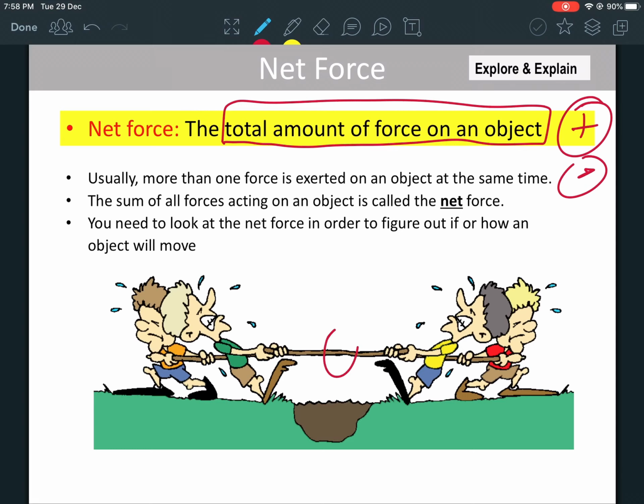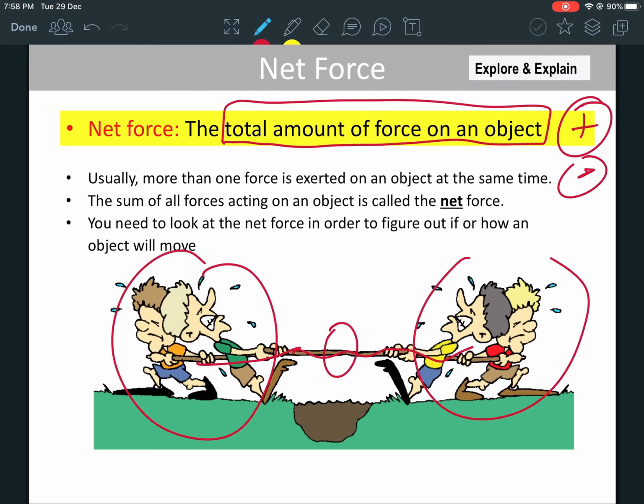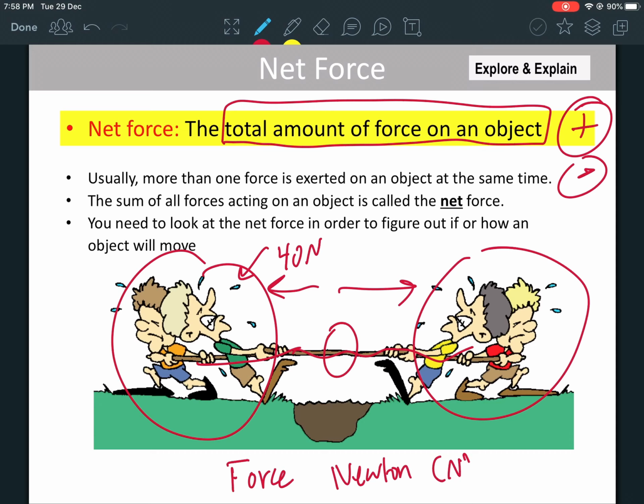For example, look at this rope here, and you have two people pulling it this way, two people pulling it that way. So these forces are acting on this rope. Let's say the two people pulling it this way are pulling with a force of 40 newtons. First of all, the unit of measurement of force is the newton, and we represent it with an N. And two people are pulling it the other way, let's say with 60 newtons. So the forces acting on this object are opposite. We have to subtract, so it would be 60 minus 40.